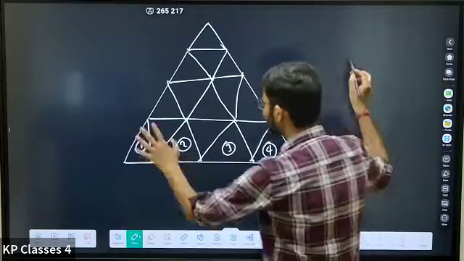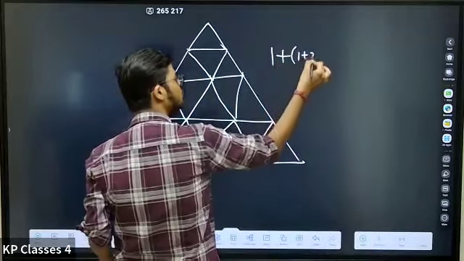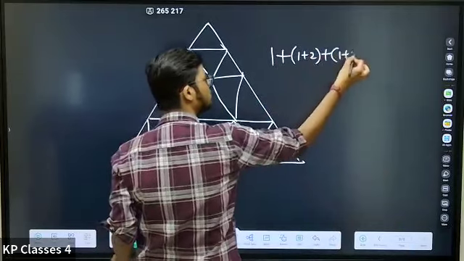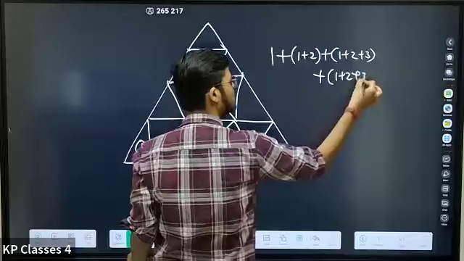So, 1 will be counted as 1 only. 2 will be counted as 1 plus 2. 3 will be counted as 1 plus 2 plus 3. Then after that 4 will be counted as 1 plus 2 plus 3 plus 4.